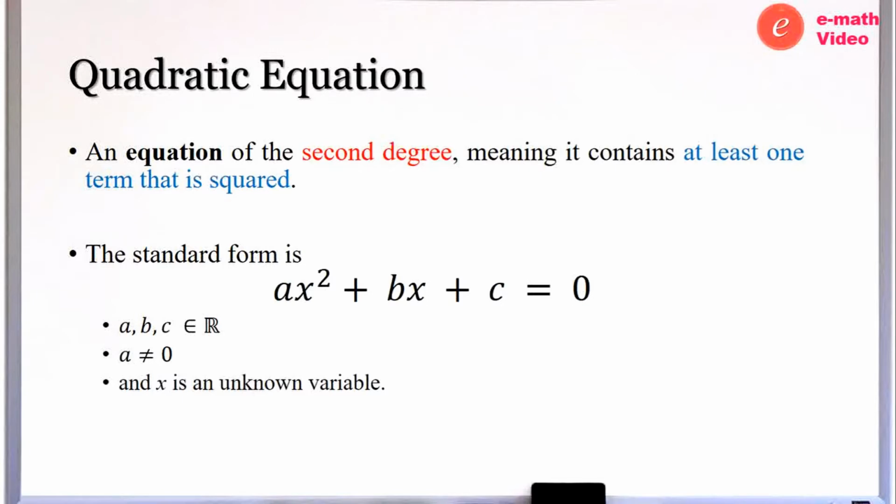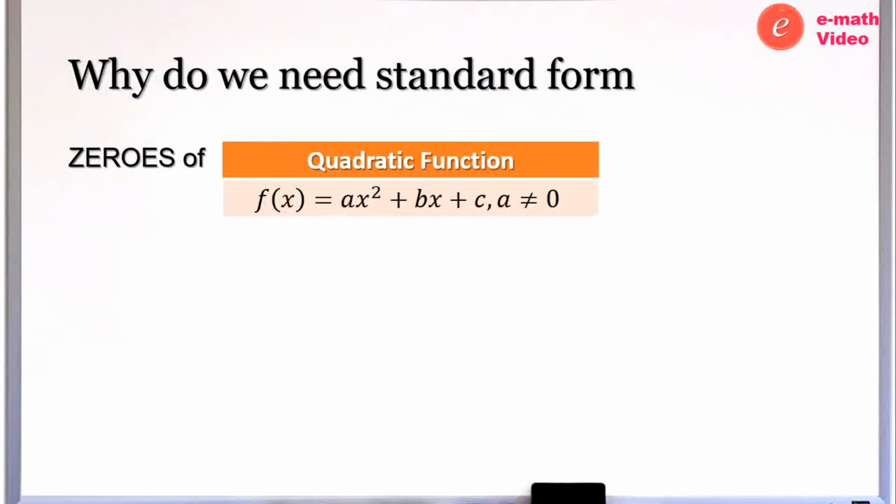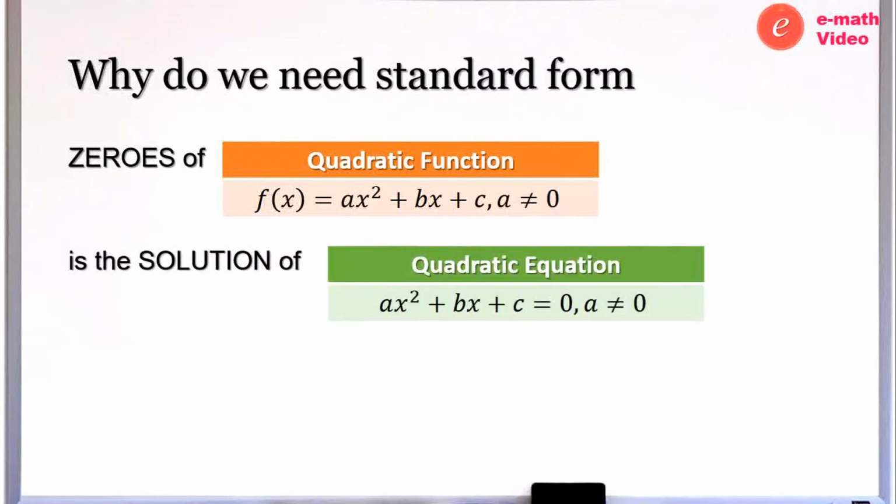Now you may ask, why do we need to write the equation in so-called standard form before we solve the equation? Well, it's actually because the zeros of quadratic function f(x) equals ax squared plus bx plus c are solutions of associated quadratic equation ax squared plus bx plus c equals 0.